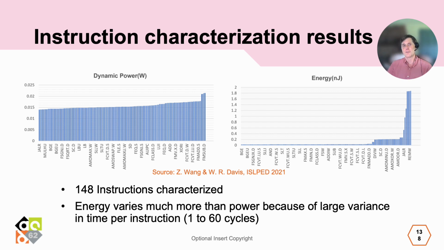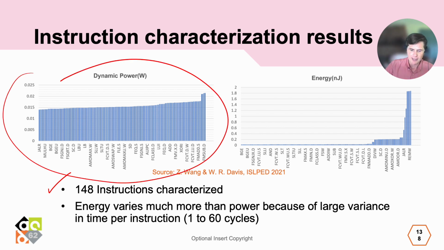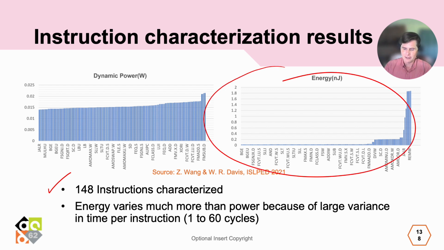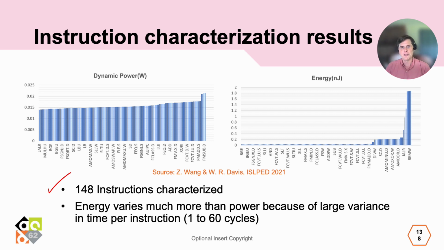So we repeated this for all 148 different instructions that are supported by the Rocket Tile CPU to get the switched capacitance per instruction, also getting the average number of cycles for each one of those instructions. And with those two pieces of information, we can then build, sorting each one of these instructions from lowest power to highest, the plot shown here on the left, and then we can multiply that power by the time per instruction to get the plot of the energy per instruction as shown here on the right.